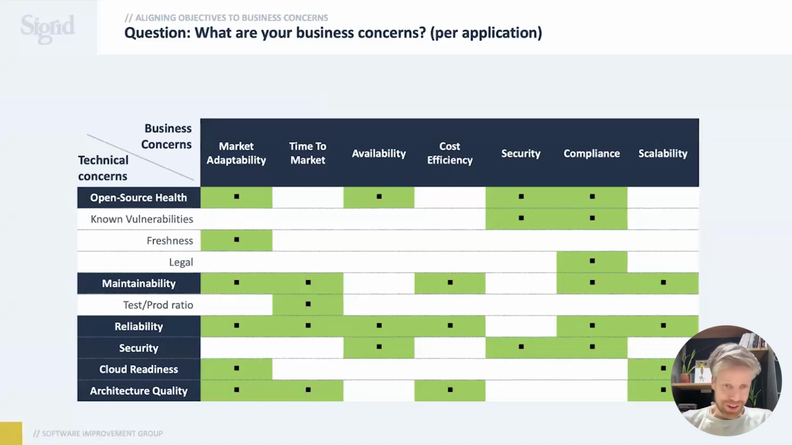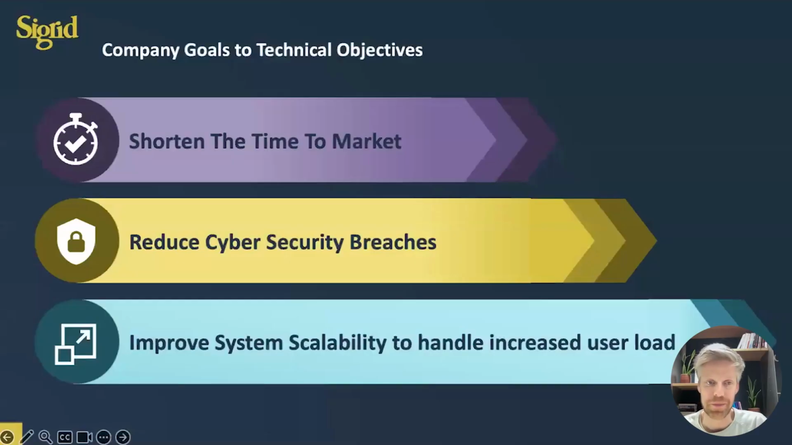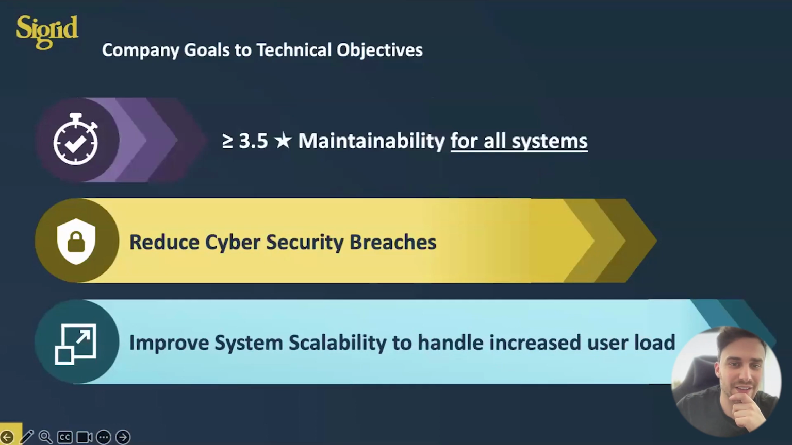Well, if no one has any of the things to talk about, maybe we can just pick one, right, and see what it looks like. Well, let's show you 3 examples. Imagine the business says we have to shorten the time to market. We can set a technical objective to aim for 4 stars for all systems.